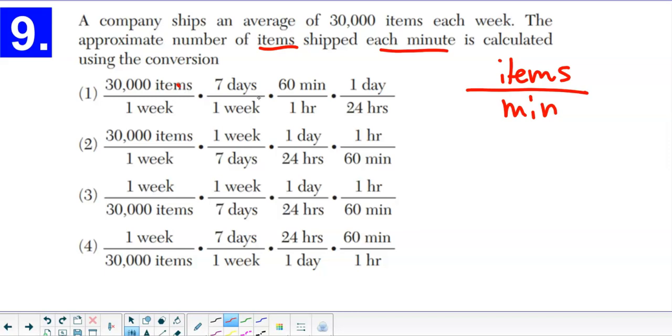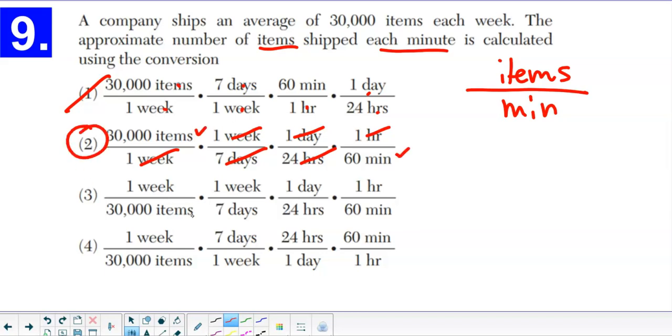So in this one, items have nothing to cancel with. Week can't cancel because they're both on the bottom. Days can't cancel because they're both on the top. Hours can't cancel because they're both on the bottom, so that's a no. Week and week, day and day, hours and hours. This one has items and minutes, so this is a winner.